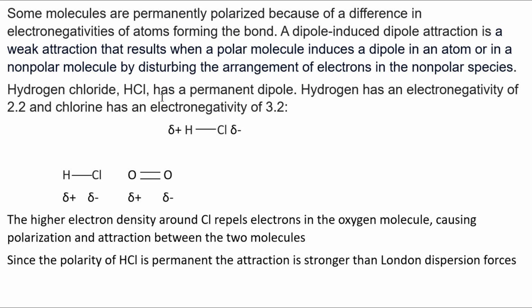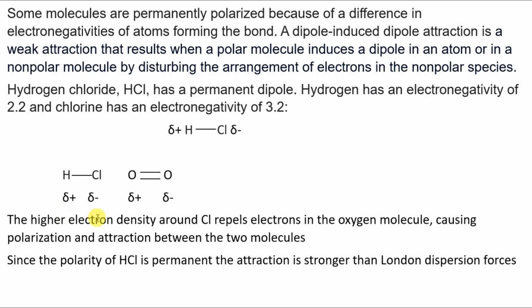Hydrogen chloride, HCl, has a permanent dipole. Hydrogen has an electronegativity of 2.2 and chlorine an electronegativity of 3.2, and that difference causes the polarization. Hydrogen is shown as having a partial positive charge, chlorine a partial negative charge.